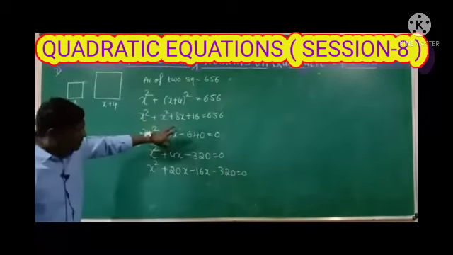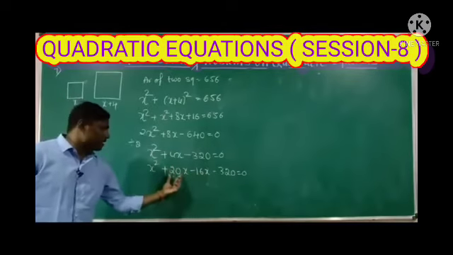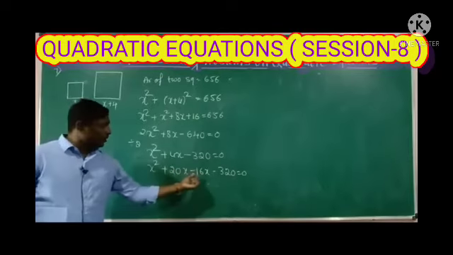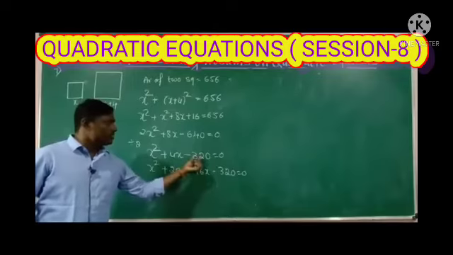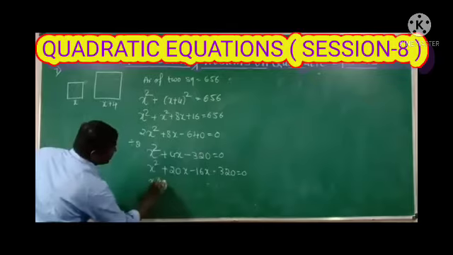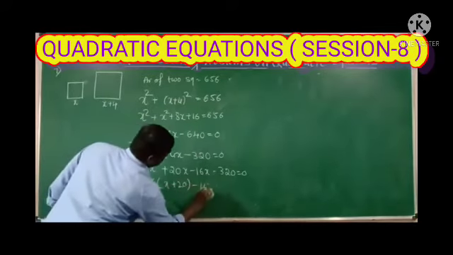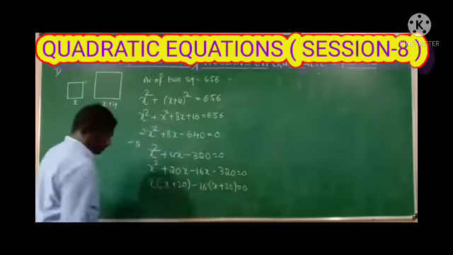We are splitting the 4x as two terms, 20x and minus 16x. 20x minus 16x is 4x. 20 into minus 16 is minus 320. So in the first two terms what I have to take common is x plus 20, in the last two terms minus 16 is common, so x plus 20 which is equal to 0.